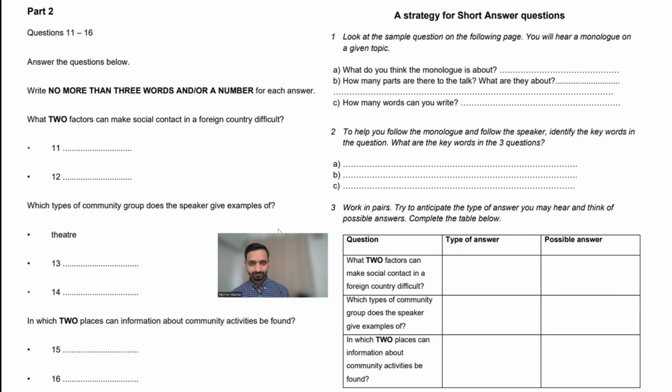Number 2, to help you follow the monologue and follow the speaker, identify the keywords in the question. What are the keywords in question number 3? Keywords, for example, I'll give you an example of the first one. What 2 factors? We're looking for factors, that's the keyword. Social contact is a keyword, and make it difficult is a keyword in a foreign country. All of these are keywords, so you have to make sure you write those down. Do it for A, B, and C.